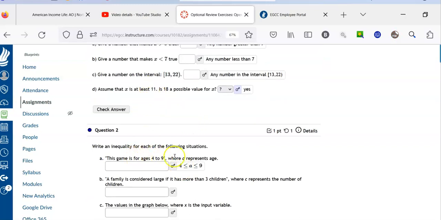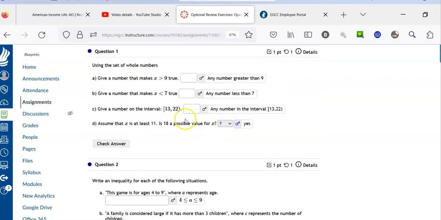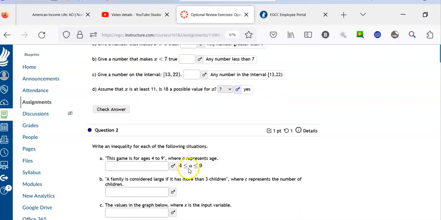This game is for ages 4 to 9, okay? That means 4 and 9 both. Less than or equal to. That means less than or equal to with the line under it. Okay. Up here, that's just less than. That's just greater than. This means less than or equal to. This means less than or equal to. Ages 4 to 9, where A represents an age.